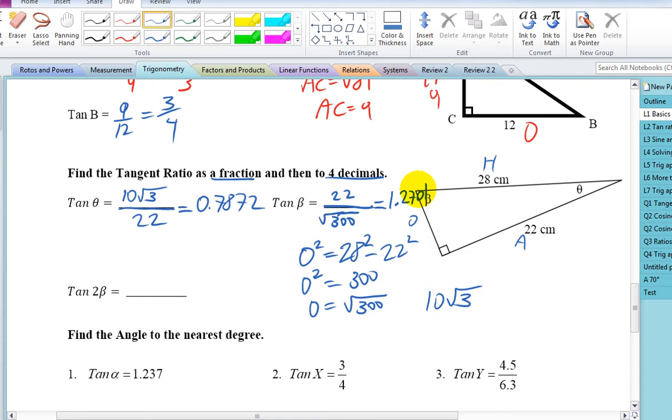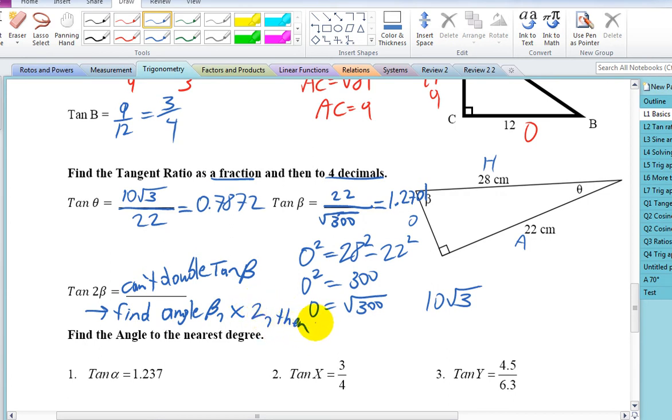Should we just double this angle then? Just times that by 2? No, you can't double tan beta. What you have to do is find the angle beta, then times it by 2, then find tan of 2 beta. So you can't just double the ratio, you got to find the angle and double the angle.